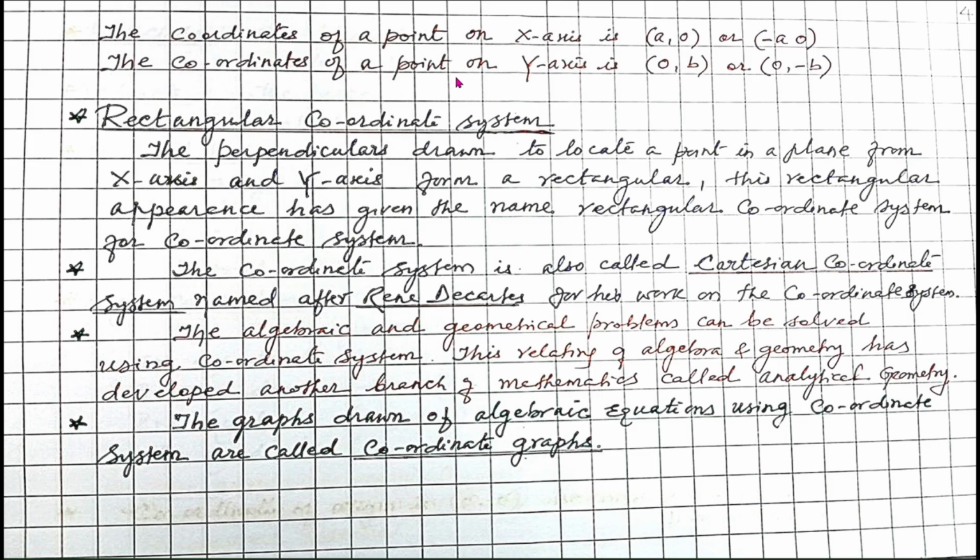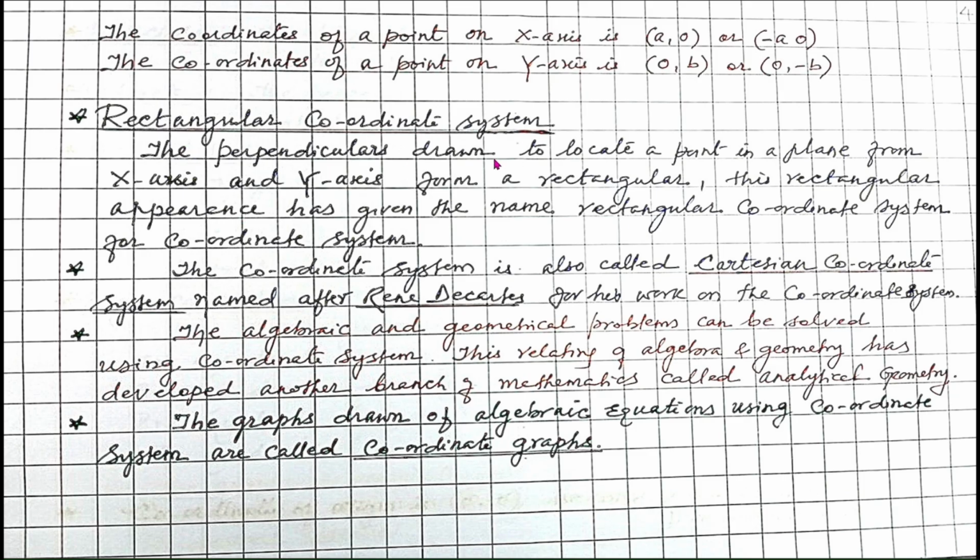The coordinates of a point on the y-axis are (0, b) or (0, minus b). Please remember that. Any point on the y-axis will have only the value of y, whereas x is always 0. Therefore it is (0, b) above the x-axis, and (0, minus b) below the x-axis.